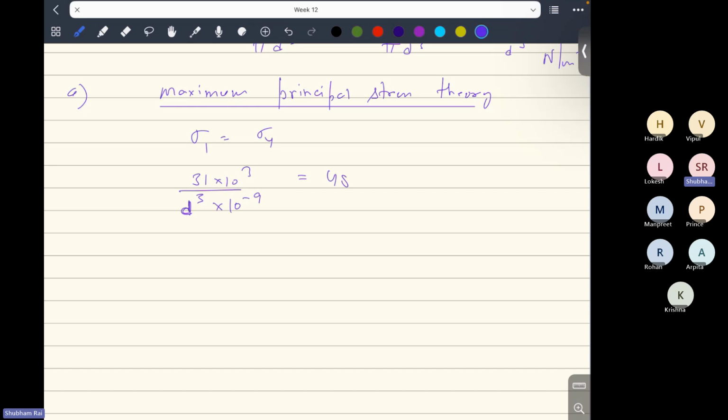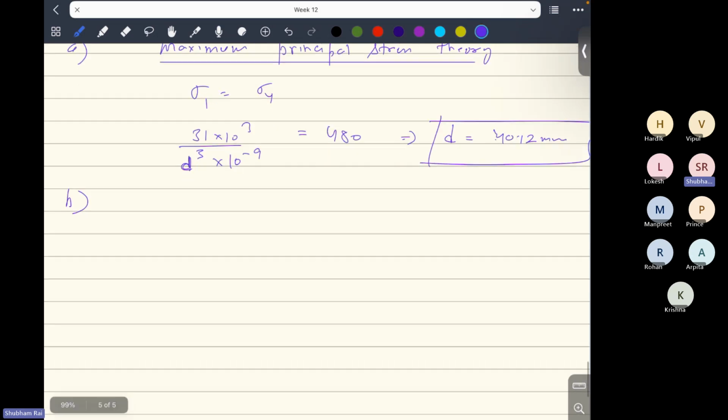Okay, so you get 480, right? And from here, if you solve, you should get d somewhere around 40.12 mm. You can check the calculations. I'll just explain the procedure. Calculations you can do by yourself as well, but you should check them. And then you have the maximum shear stress theory.